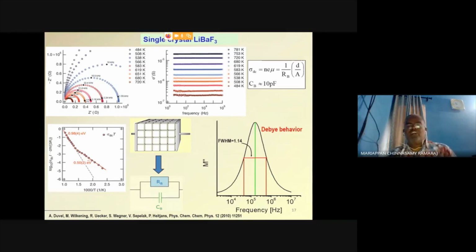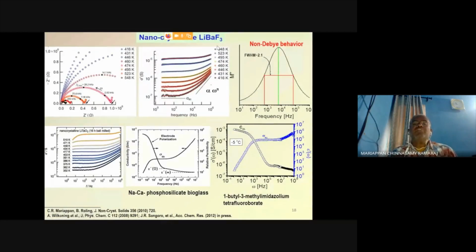So now this is the perfect single crystal. We have this kind of electrical equivalent circuit and these electrical properties. Of course, we can understand this in depth, and by doping you can tune these properties. Now, the same material, when we convert it into a nanocrystal, you can see the perfect semicircle changes into a depressed semicircle. It is not a perfect semicircle. And the conductivity is not constant with respect to frequency. Once we increase the frequency, the conductivity increases. And if you look at the imaginary part of the modulus, the full width at half maximum is more than 1.14. That means a non-Debye process is happening here.